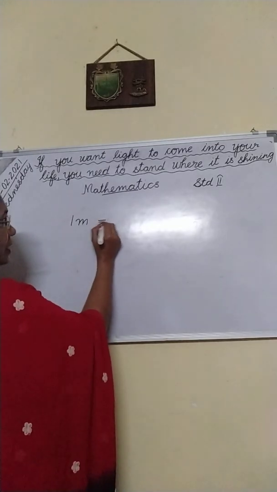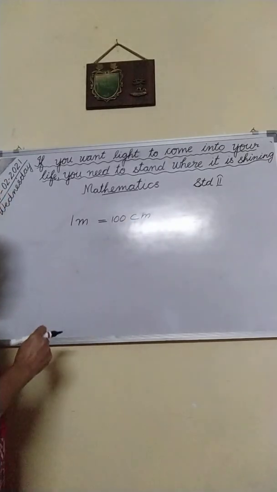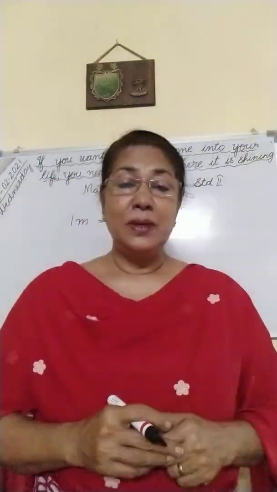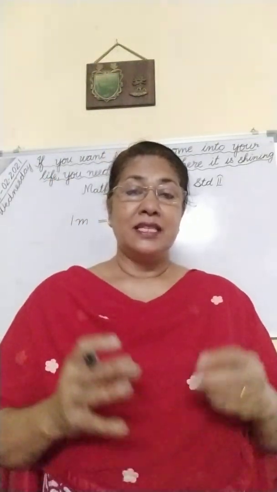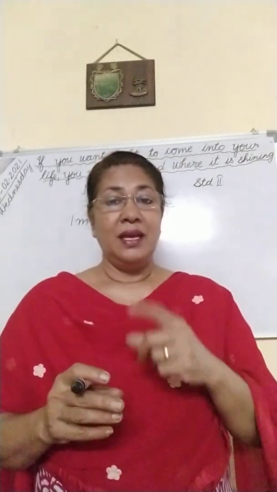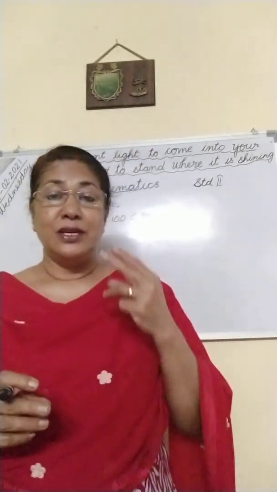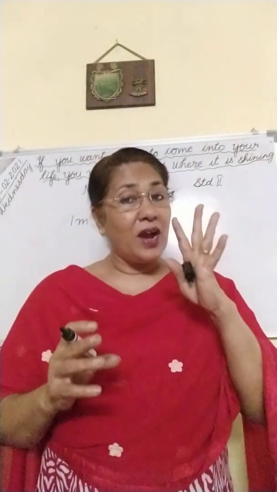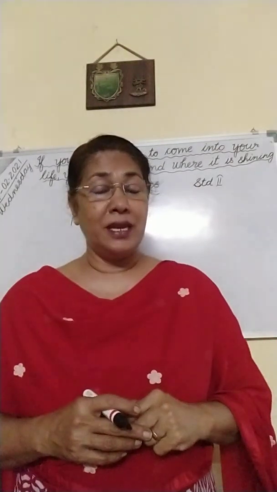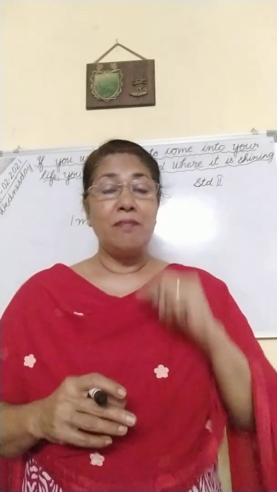1 meter is equal to 100 centimeters. 1 meter is equal to 100 centimeters. That means 100 centimeters make 1 meter. Now 200 centimeters make how many meters? Yes, 2 meters. 500 centimeters make how many meters? 500 centimeters make 5 meters.